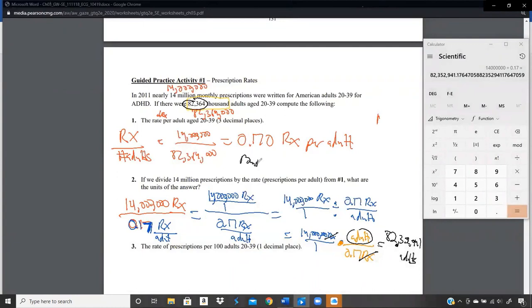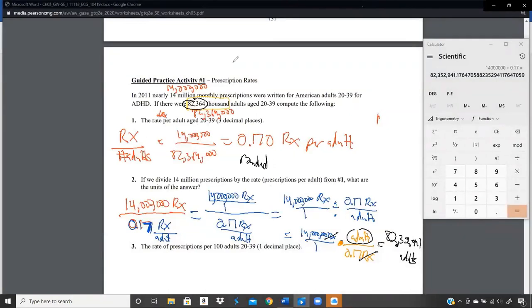This was rounded. If I left this as 0.1699, whatever the rest of it was, then it would actually give us the exact number of adults. But it's very difficult to use that exact number for obvious reasons. So the rate of prescriptions per adult is 0.17. If we divide, we end up canceling the prescription units and getting the number of adults. So we took the 14 million prescriptions and the rate, and we did something with them to get an answer, and the answer was something we had already seen. So there's a strong relationship.